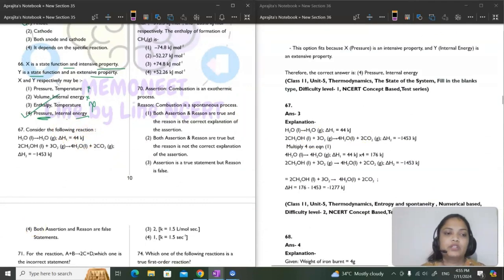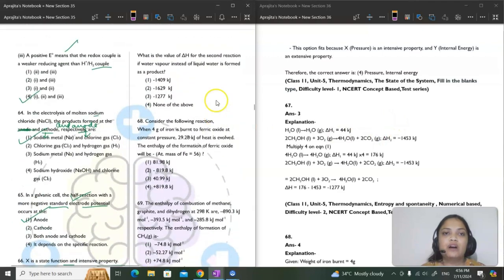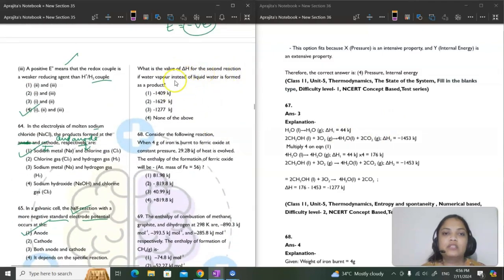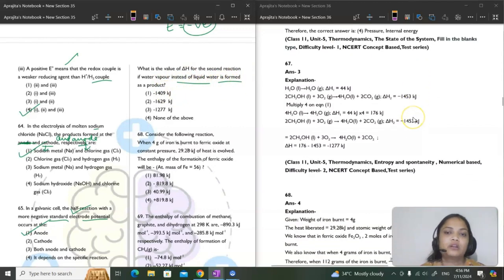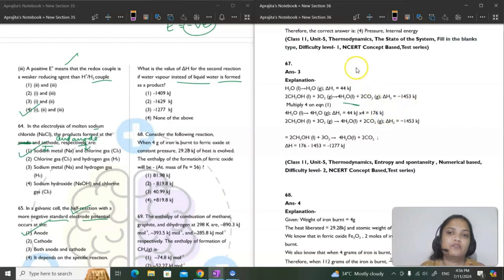Next is question number 67. So the following reactions are given to you. Water is converting from liquid to gaseous state. Then burning of methanol happens. Delta H values are given to you. Okay, so what you have to do is find the delta H for the second reaction if water vapor instead of liquid water is formed as the product. Okay, instead of liquid water, if we get water vapor as the product, then we have to find out the delta H value. So for the first reaction and second reaction, delta H values are given.